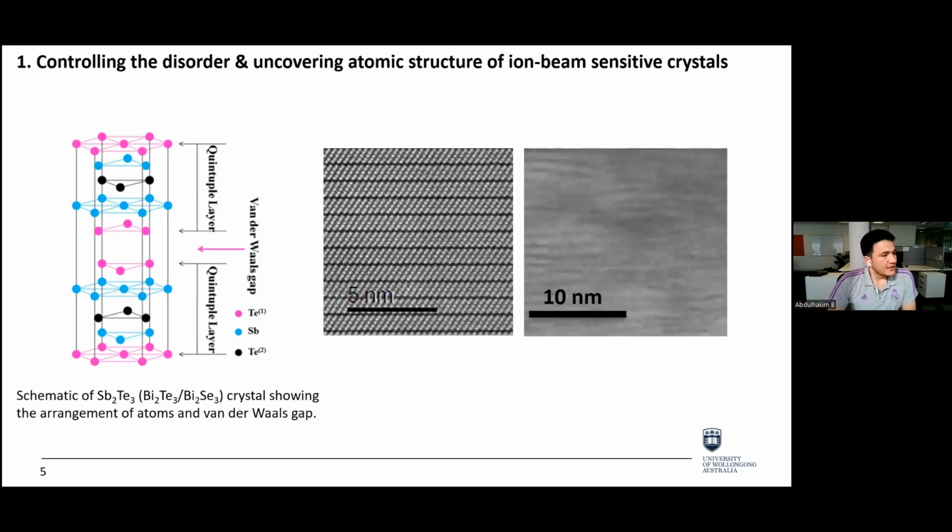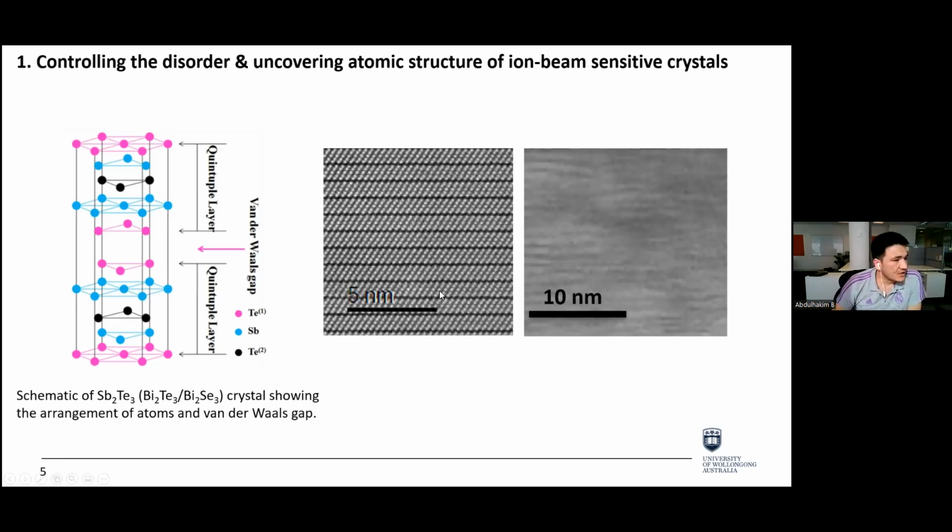It's very interesting to know that most crystals, specifically the crystals that I'm working on, like antimony telluride, bismuth telluride, or bismuth selenide, are very sensitive to the ion beam. So it is very difficult to image them atomically using STEM.